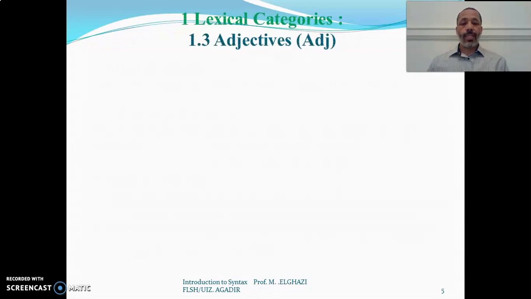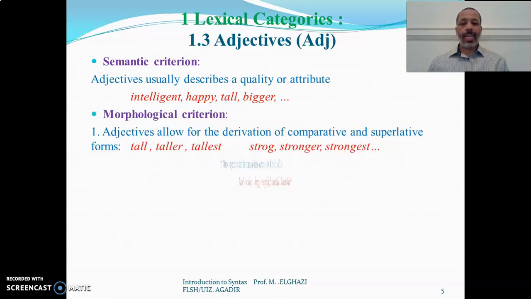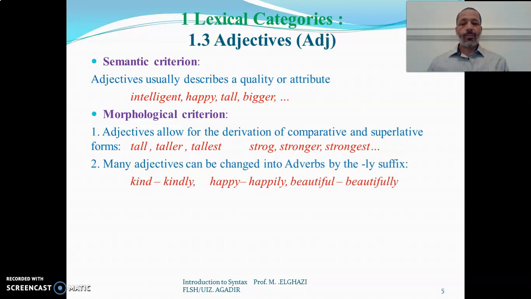The third kind of lexical categories is the adjective. The meaning of the adjectives, normally they describe a quality or attribute, like intelligent, happy, tall, bigger. Morphologically, the adjectives allow for the derivation of comparatives or superlatives like tall, taller, tallest, strong, stronger, strongest. Again, many adjectives can be changed into adverbs by the addition of the suffix "ly". Kind becomes kindly, happy, happily, beautiful, beautifully.